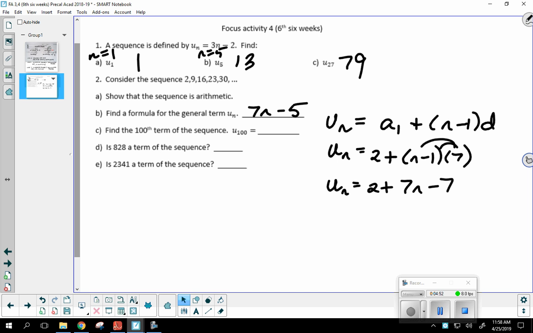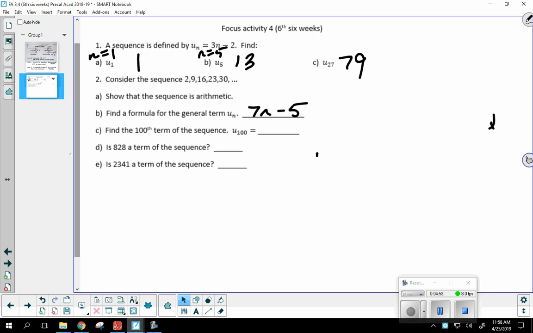All right, now it says go ahead and find the 100th term. So that means u sub 100 equals 7n, 7 times 100 minus 5. Well, what would that end up being? 695. 700 minus 5. Okay, good.